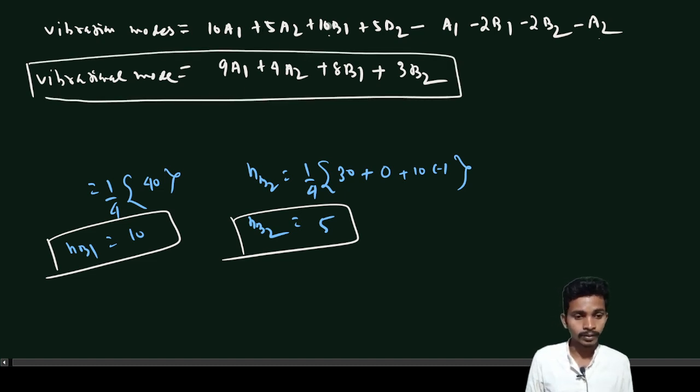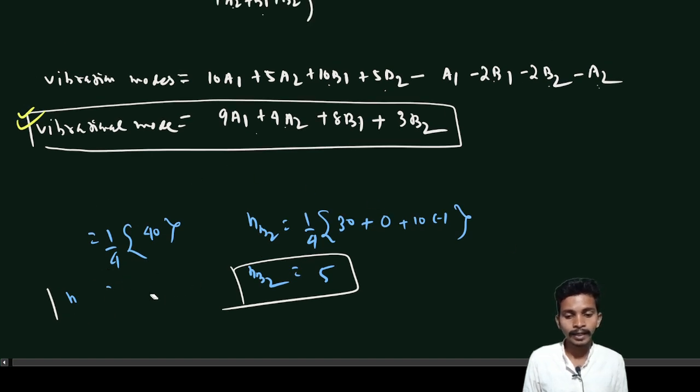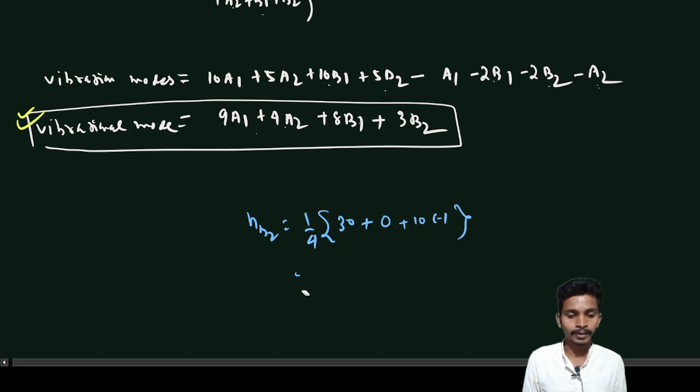Okay, so is it right? 9A1, 4A2, 10B1, 2B1, 8B1, 3B2. Okay, so these are the vibrational modes. Now from here we will check whether they are IR active, Raman active, or both IR active and Raman active, that we will check now.